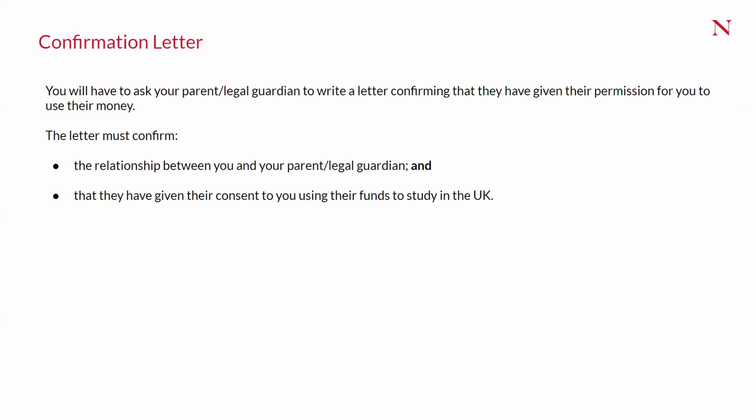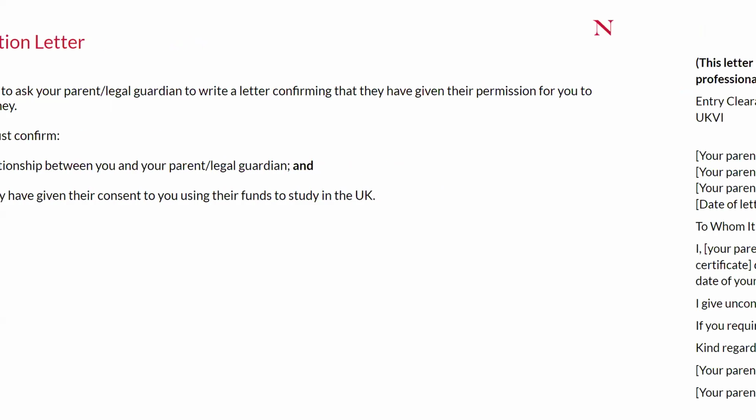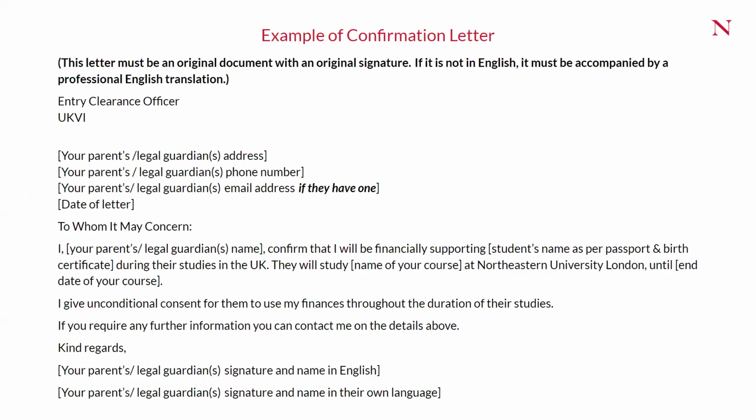The letter must confirm the relationship between you and your parent or legal guardian and that they have given their consent to you using their funds to study in the UK. Here is an example of this type of letter. This letter must be an original document with an original signature. Please see the example below. You will need to upload this to CAS Shield.